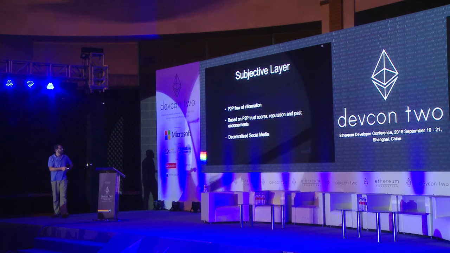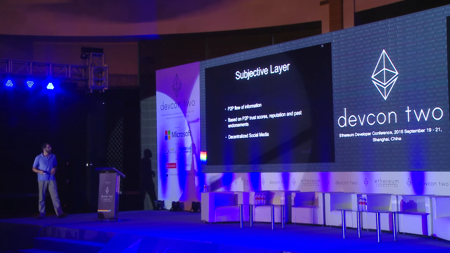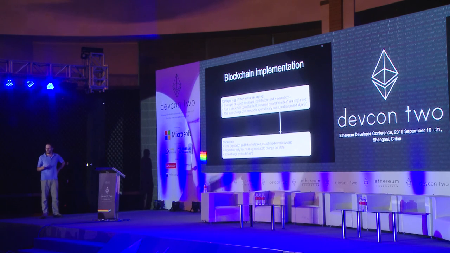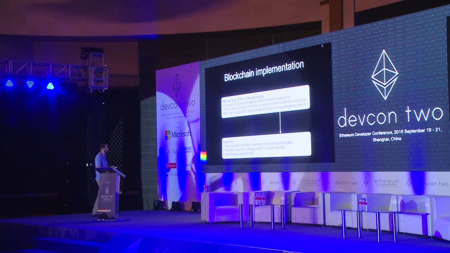Okay, I'll just skip the subjective layer. Again, it's just peer-to-peer flow of information, basically based on trust scores, reputations, and endorsements. And if I have some time left, let me quickly discuss the blockchain implementation, which is based on a novel architecture.